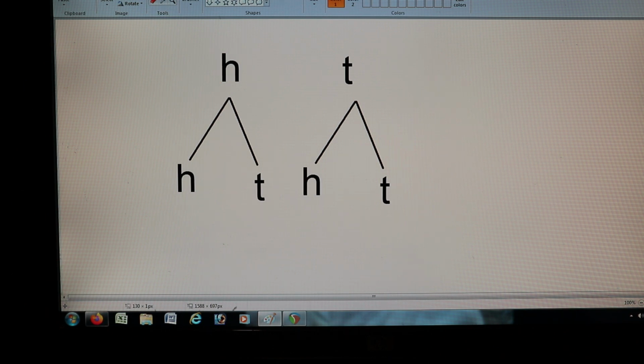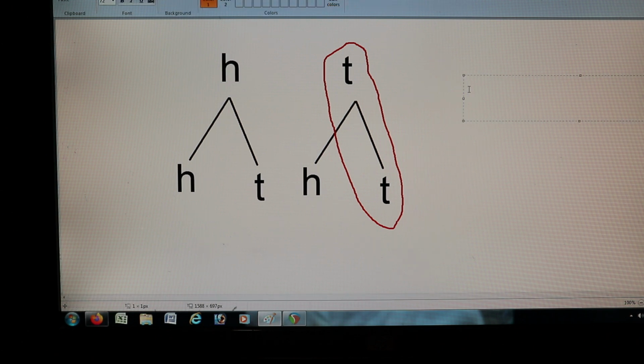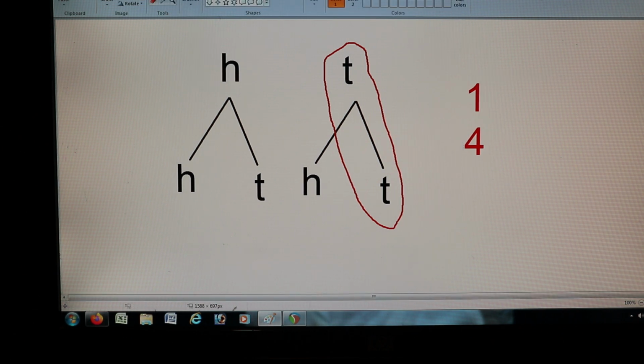What if I asked you, what's the probability of flipping tails and then tails again? So that would be this one right here. And again, since there are 4 possible outcomes below and this is the one that you want, that would be a 1 in 4 chance. It's hard to manipulate this computer and camera and everything at the same time. So this is a 1/4 chance.